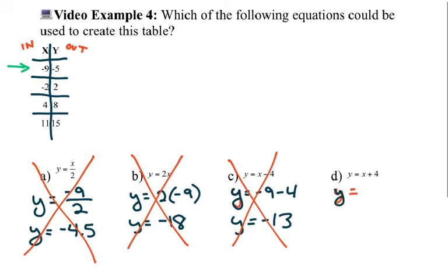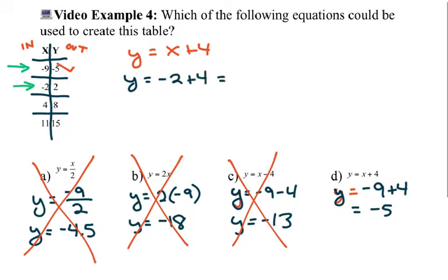Y equals -9 plus 4. That definitely gives us -5, so that checks out. But we do want to verify that it works for the other ones as well. And so using the same equation, y equals x plus 4, let's try y equals, and I'm going to input my -2 this time, -2 plus 4, and -2 plus 4 is 2, so that checks out.